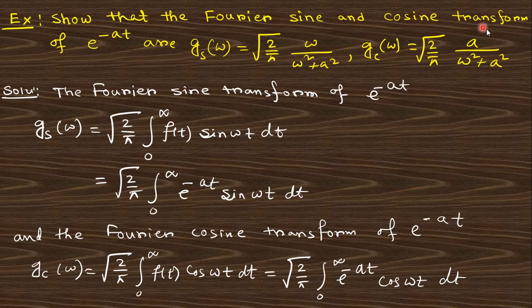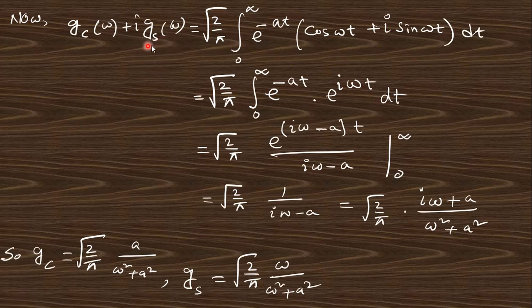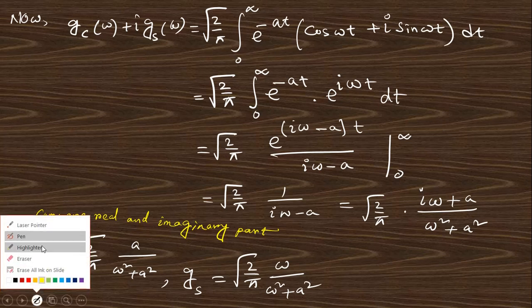Next, this is another example. The Fourier sine and cosine transformations of these are that and that. So the sine transformation is equal to that, and the cosine transformation is equal to that. We can prove this in a combined way: this is the cosine part and this is the sine part, we take i, then this becomes e to the power i omega t, and this integration will be very easy. Then compare the real and imaginary parts. If you compare the real and imaginary parts, you will get these two answers, right?